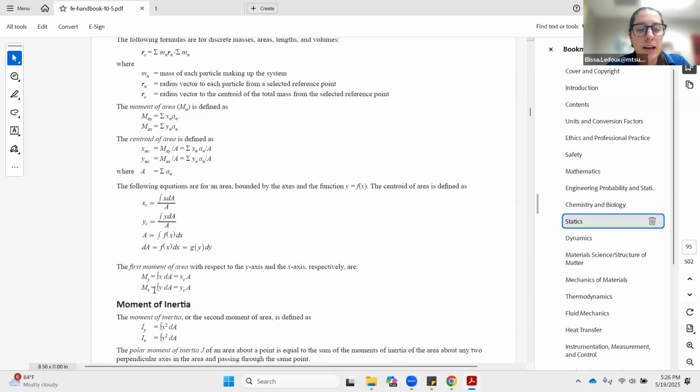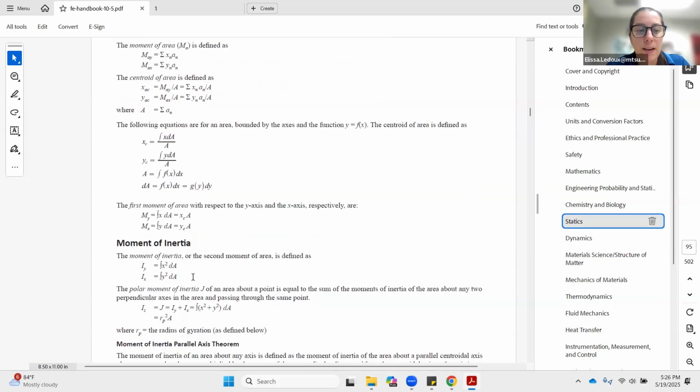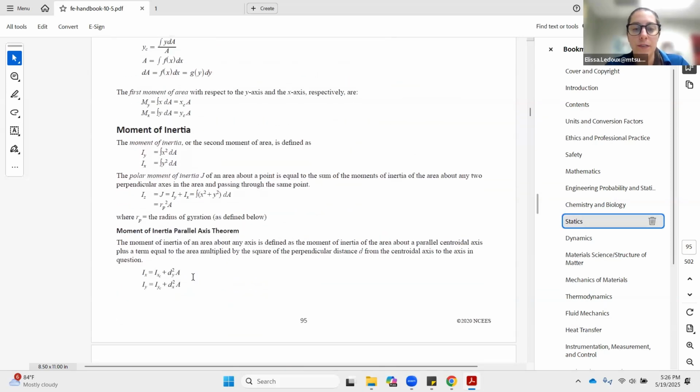The first moment of area is basically just the integral of the area with respect to the X components, which comes out to be the centroid times total area. For moment of inertia, there are 2 types. You can have area moment of inertia, which is commonly used in statics, or mass moment of inertia, which is commonly used in dynamics. The area moment of inertia comes out with units of meters to the 4, so you would have an x squared and a y squared. For the mass moment of inertia, you would have kilograms times meter squared. But statics mainly focuses on the area moment of inertia.